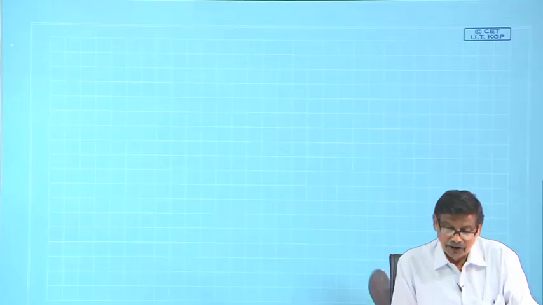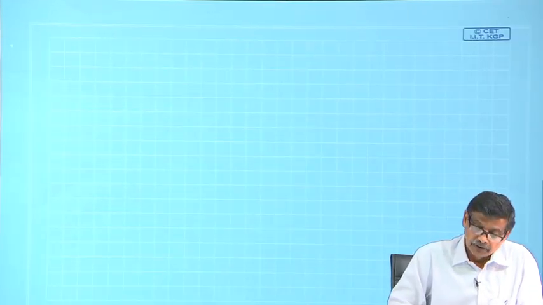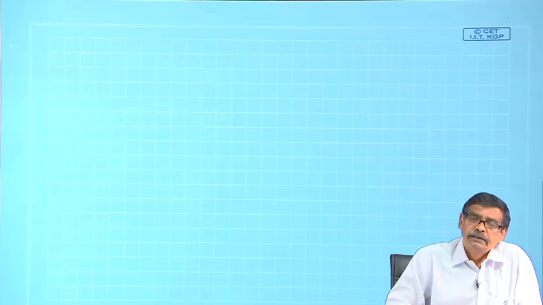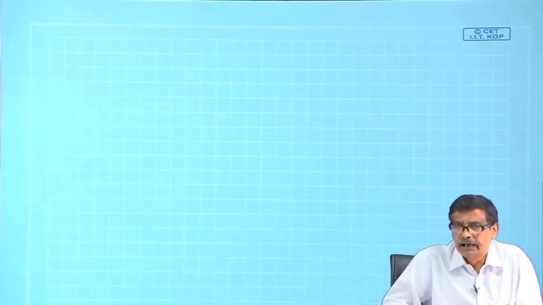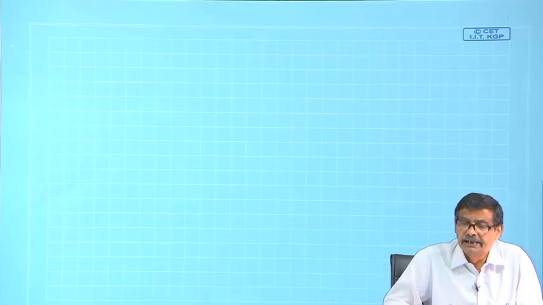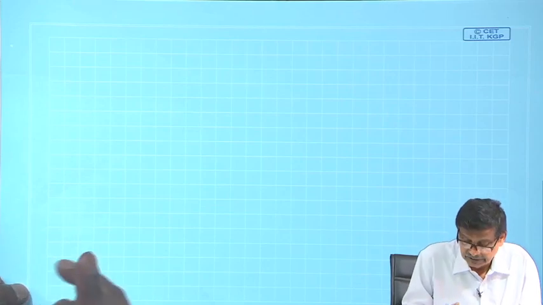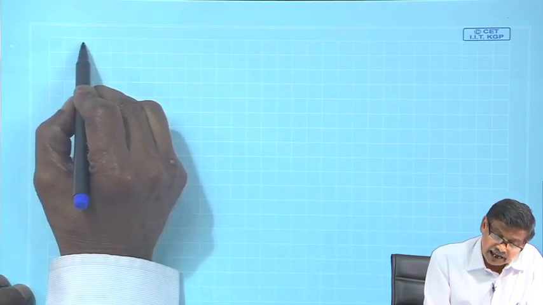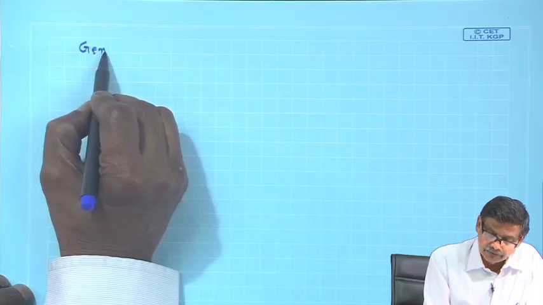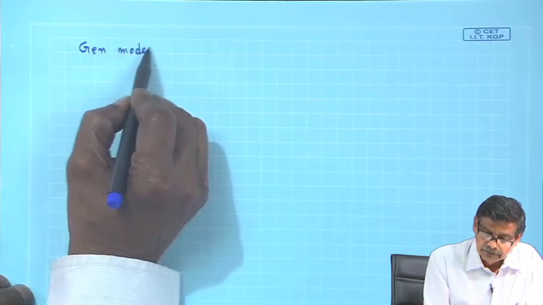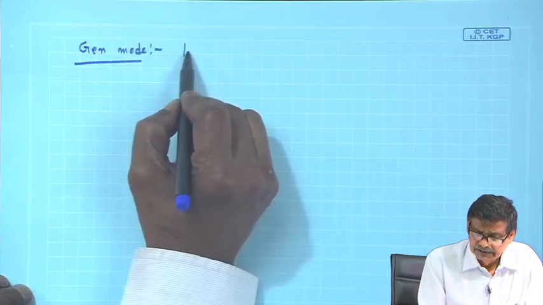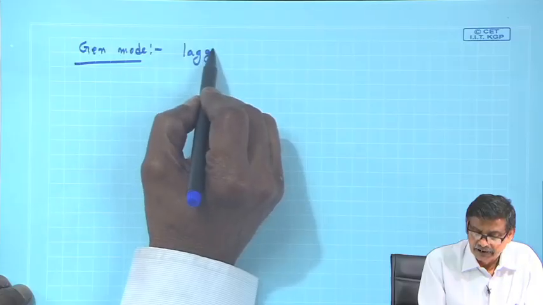Now, let us see how this will help me to first draw the phasor diagram, then we will attempt to get the expressions for power, reactive power, and so on. First, please listen carefully to what I am doing. Suppose I have assumed it is generator mode, and suppose it is operating at lagging power factor.